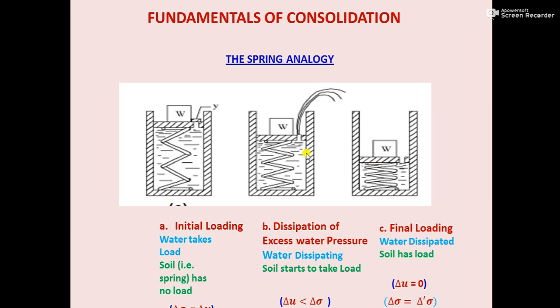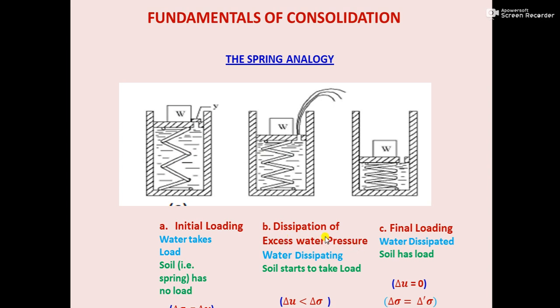But in case of clay soil, if this outlet opening is very small, which is depicting the low permeability of clay, what will happen? Very slowly this water will go out of this tank, and when this water goes out, you see this spring will be getting folded. In this case the spring was like this, you see the spring starts taking the load and it is getting folded, right? So what is happening is dissipation of excess water pressure.